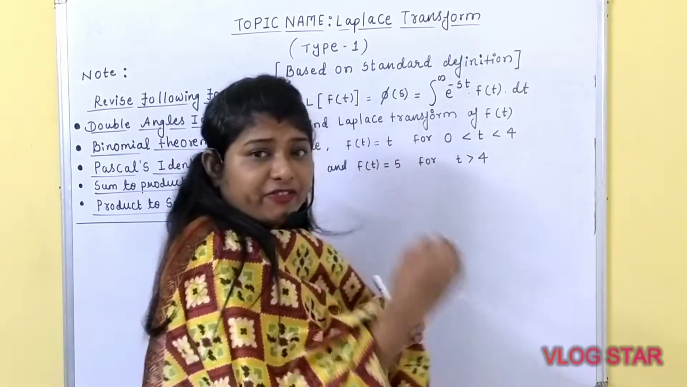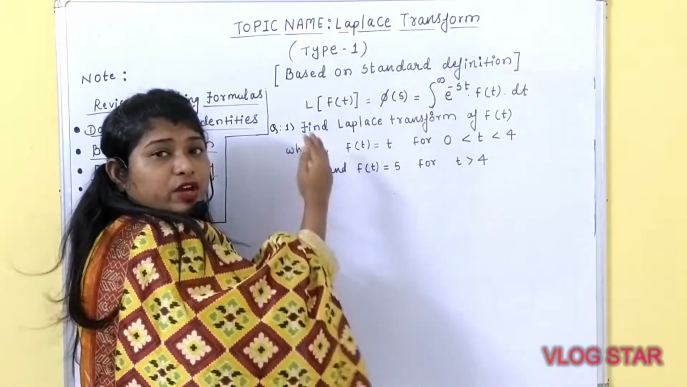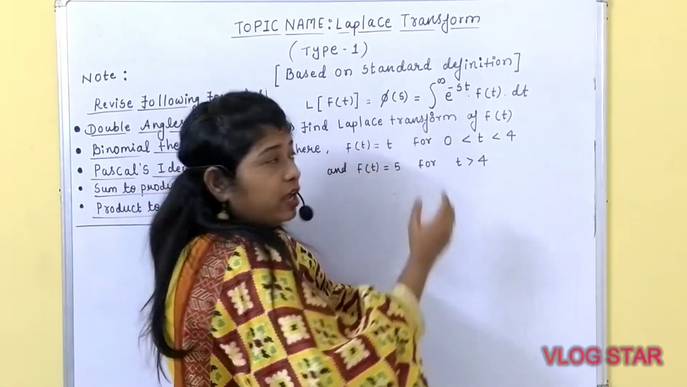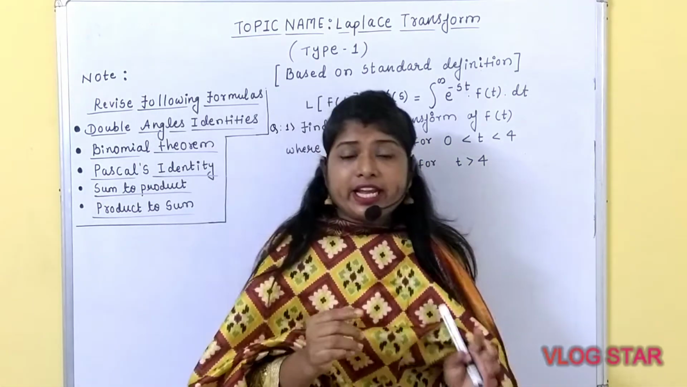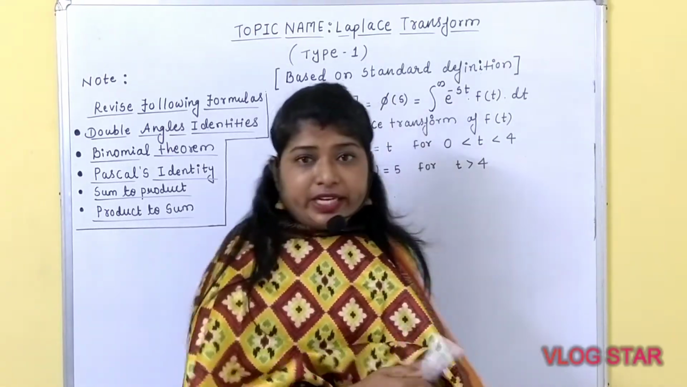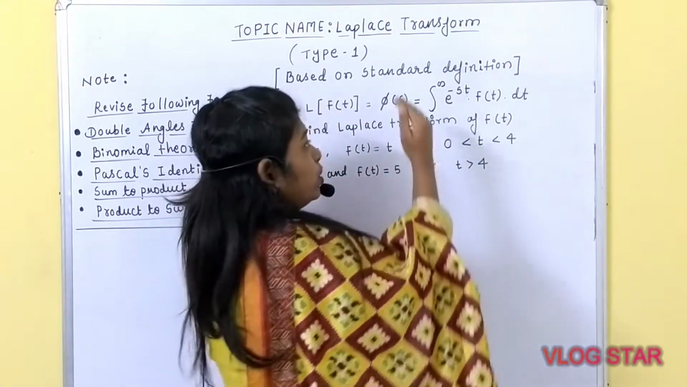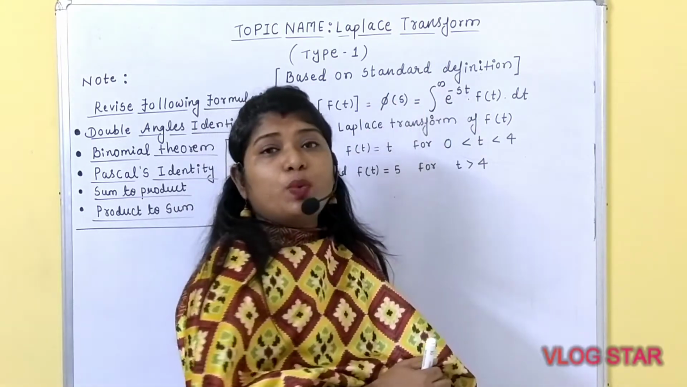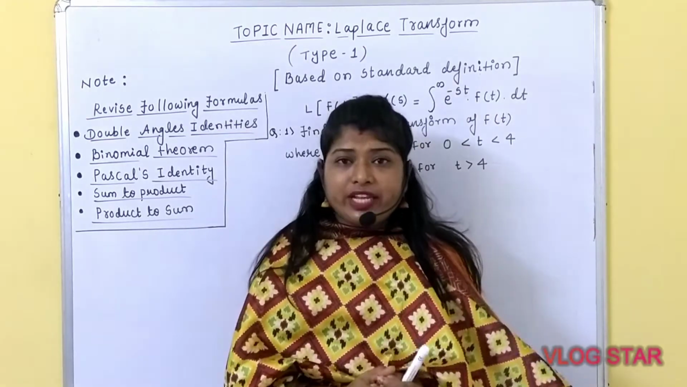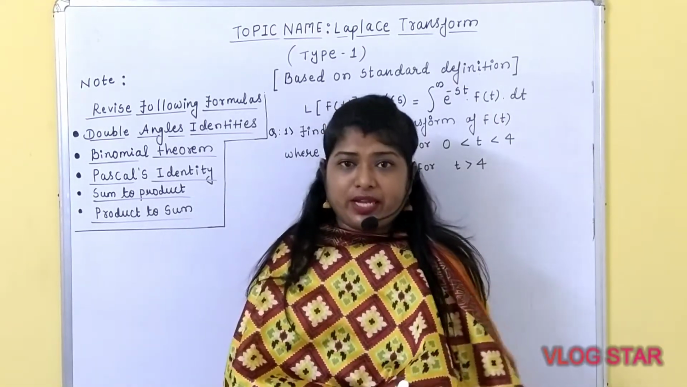So, the basic definition is Laplace of f of t, which can be written as phi of s, which is equal to integration, the lower limit should be 0, the upper limit is infinity. So, integration of 0 to infinity e raised to minus st f of t into dt, where f of t is a function with respect to time.